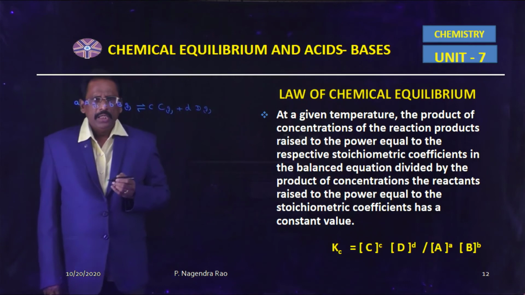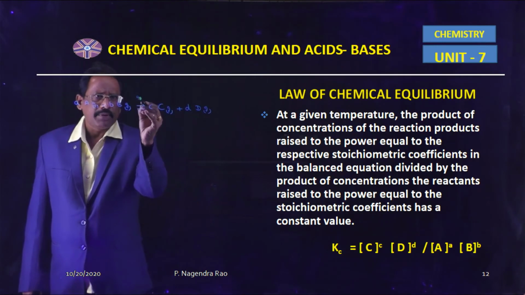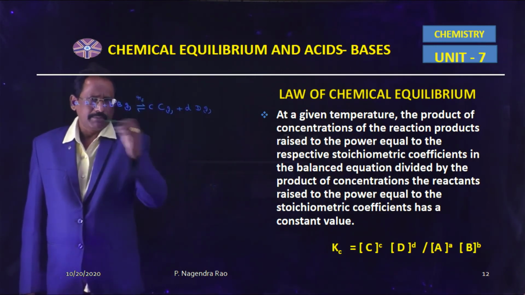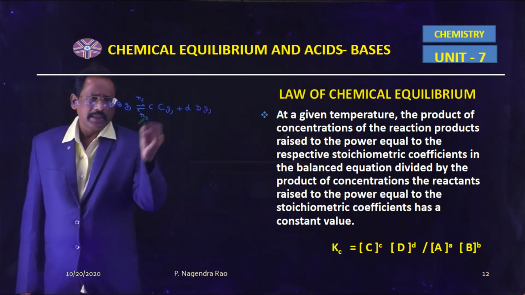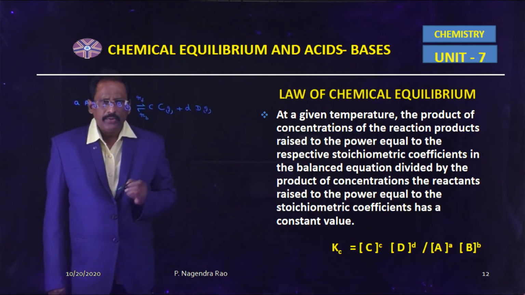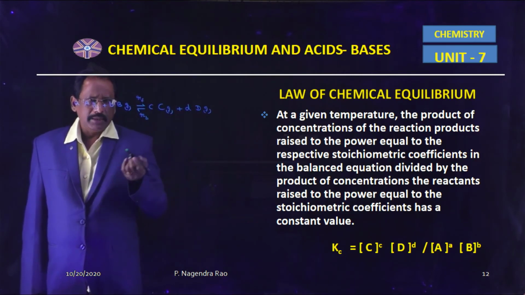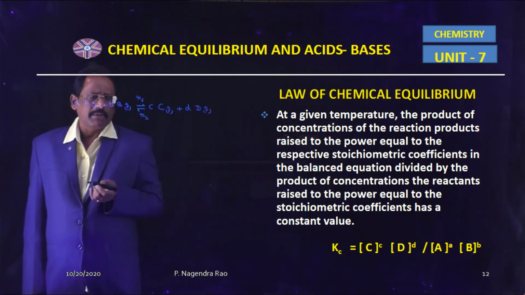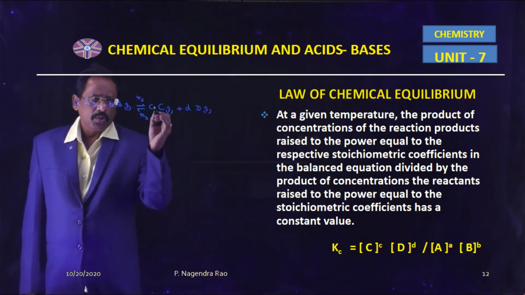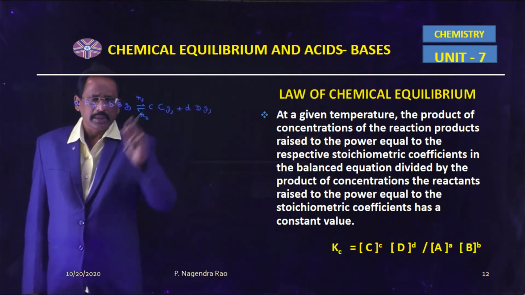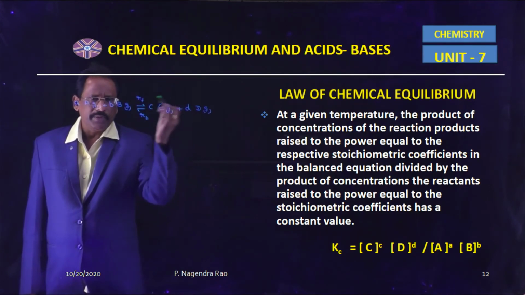Now for this dynamic equilibrium, this is the rate of the forward reaction. It is an example of a reversible process. Now this is the rate of the backward reaction. Now according to the law of chemical equilibrium, at constant temperature, that means at a given temperature, the product of the active masses of the products, these two are the products, raised to the power equal to the stoichiometric coefficients.